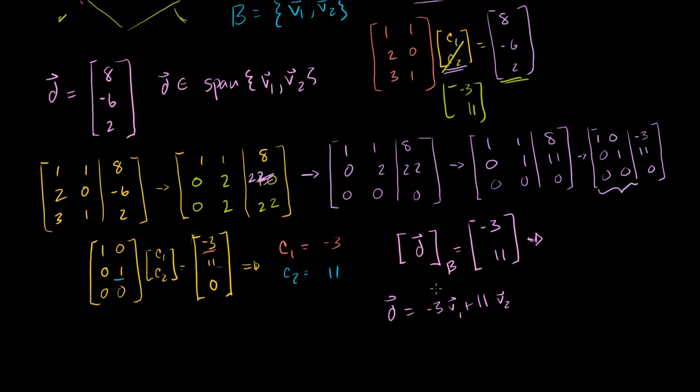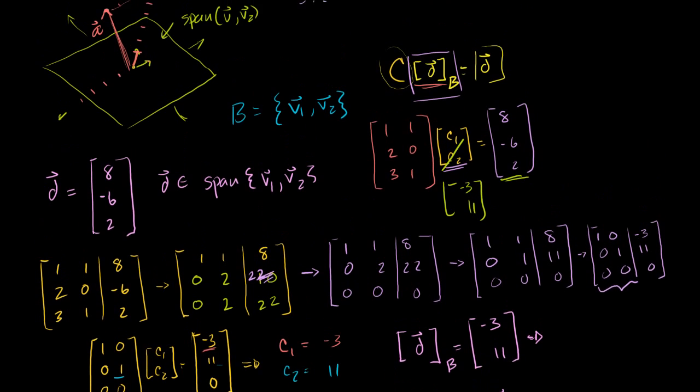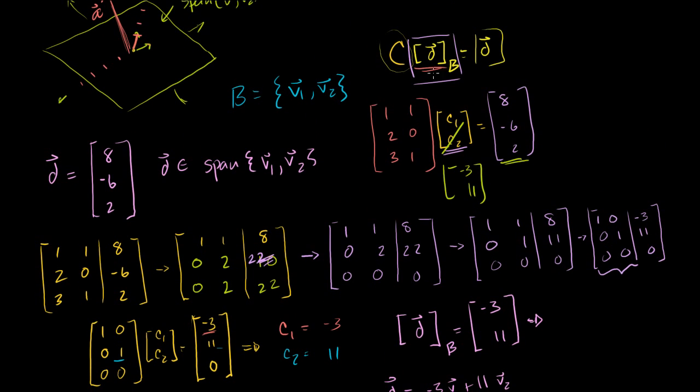And I'll leave that for you to verify. But just like that, using this change of basis matrix, we can go back and forth. If you have this representation, it's very easy to take the product and get the standard representation for d. If you have the standard representation, or the coordinates with respect to the standard basis, it's a little more involved, but then you just solve for your coordinates with respect to b.